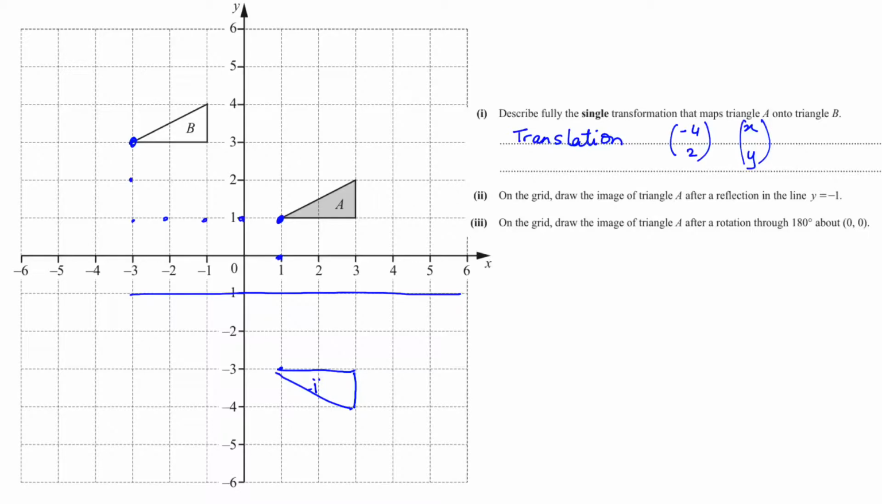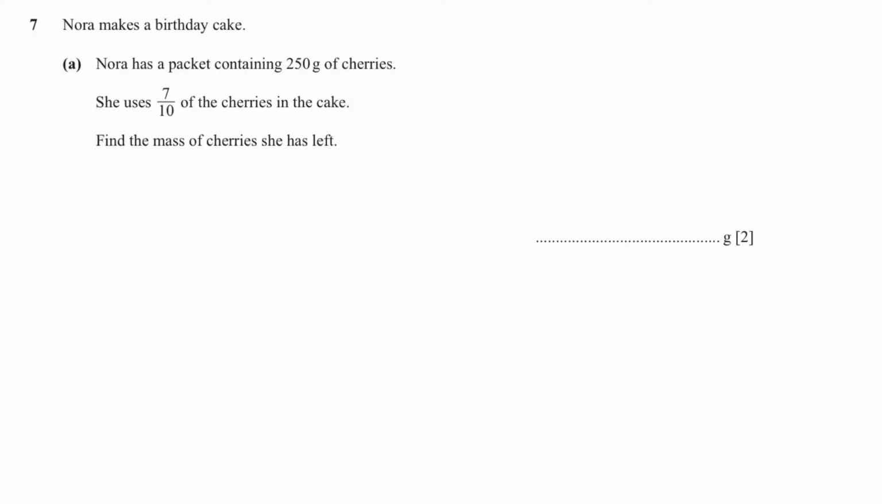Third, on the grid, draw the image of triangle A after a rotation through 180 degrees about 0, 0. So the center has been given to us 0, 0. And you need to rotate the triangle A. Use a tracing paper to do so. And this is the triangle you will get after you use the tracing paper and do a rotation of 180 degrees.